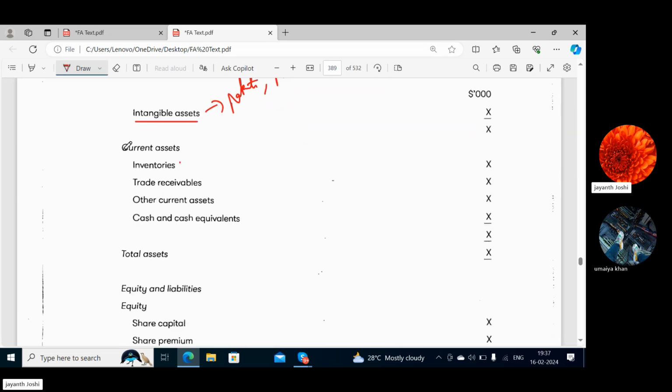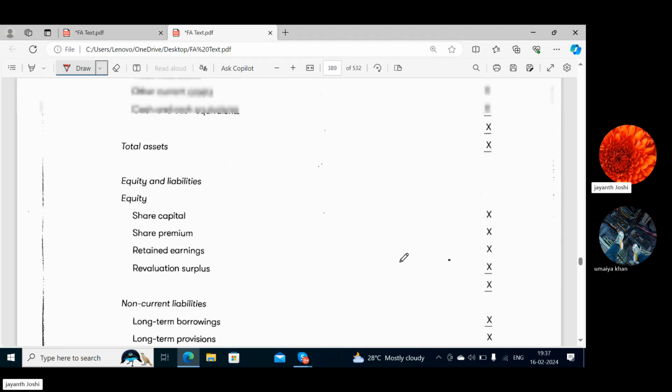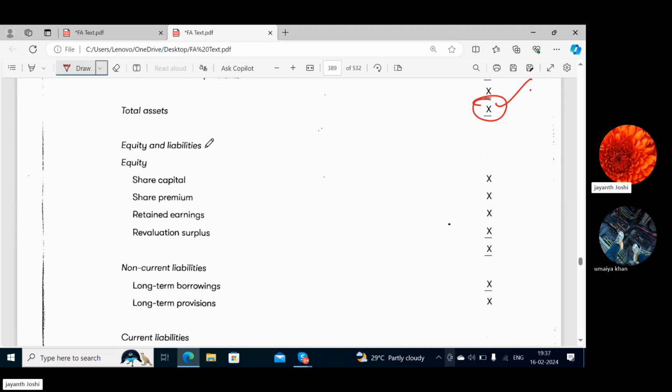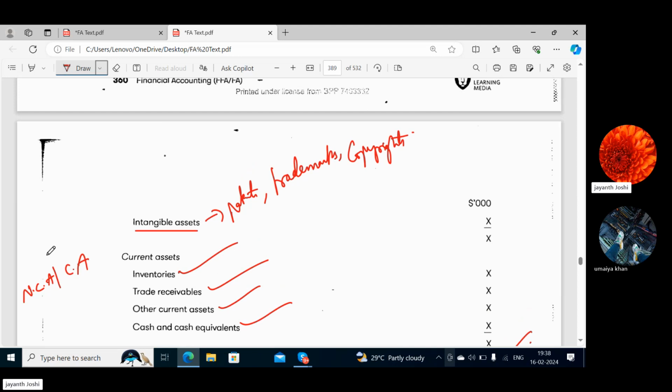Then in current assets, you have inventory, trade receivables, other current assets, cash and cash equivalents. All this together will be total of current assets. Non-current assets and current assets total together is total of assets. Is it clear to you, Maya? Non-current assets and current assets total together is total of assets.